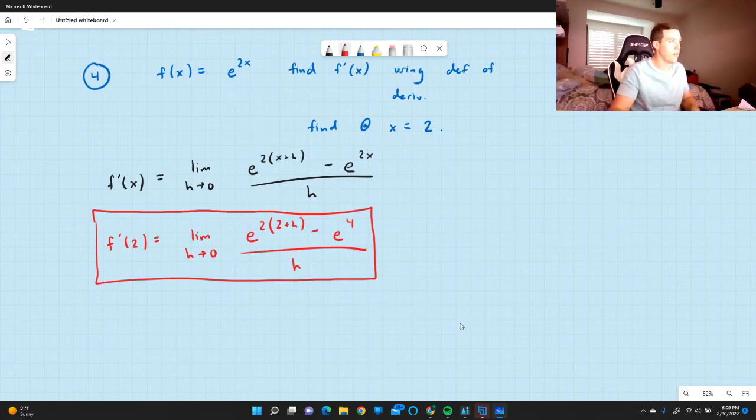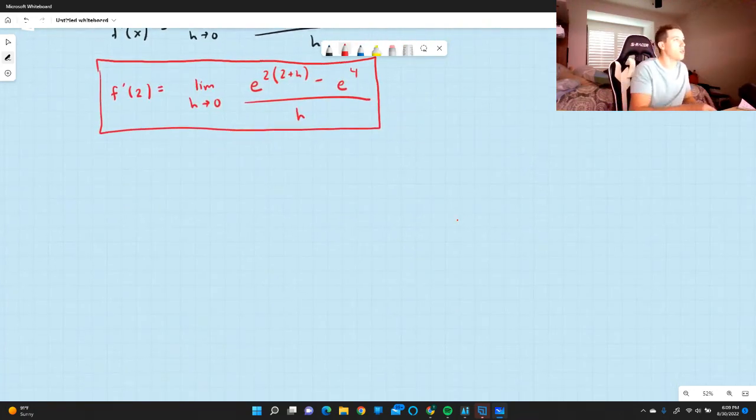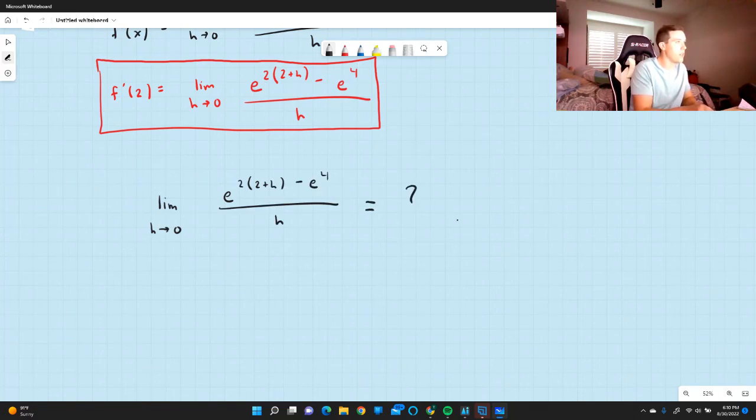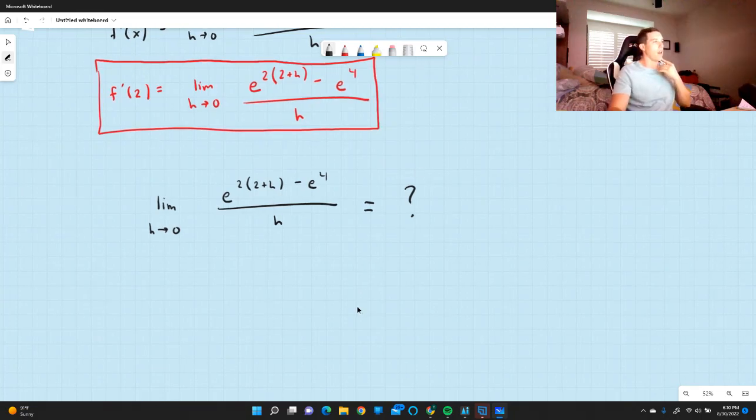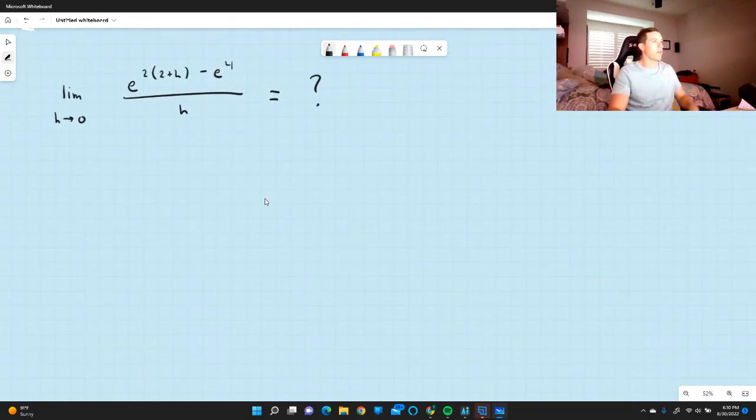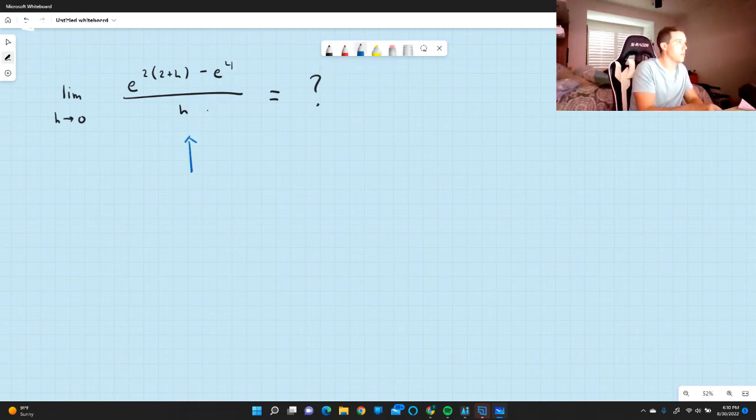Here's why. Down the road and on multiple choice, they're going to start you with this. They're going to say something along the lines of, hey, the limit as h approaches 0 of e to the 2 times (2 plus h) minus e to the 4, all over h, equals what? And if you just start there, it's very confusing. It's like they're starting you in the middle of the problem. You're going to need to recognize, oh, this is the definition of the derivative.